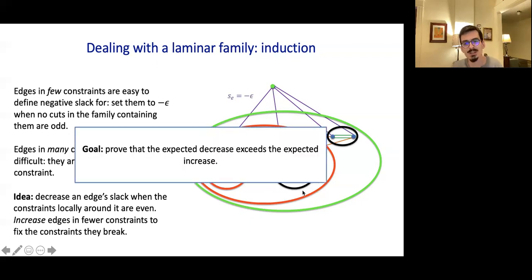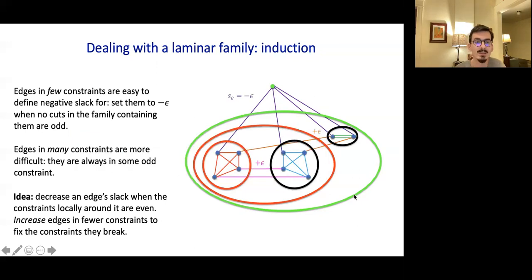And on a high level, we know that every edge has some expected decrease because we're going to decrease it no matter what when these top two cuts are even. And now the goal is to show that the expected decrease exceeds the expected increases from these plus epsilon steps.